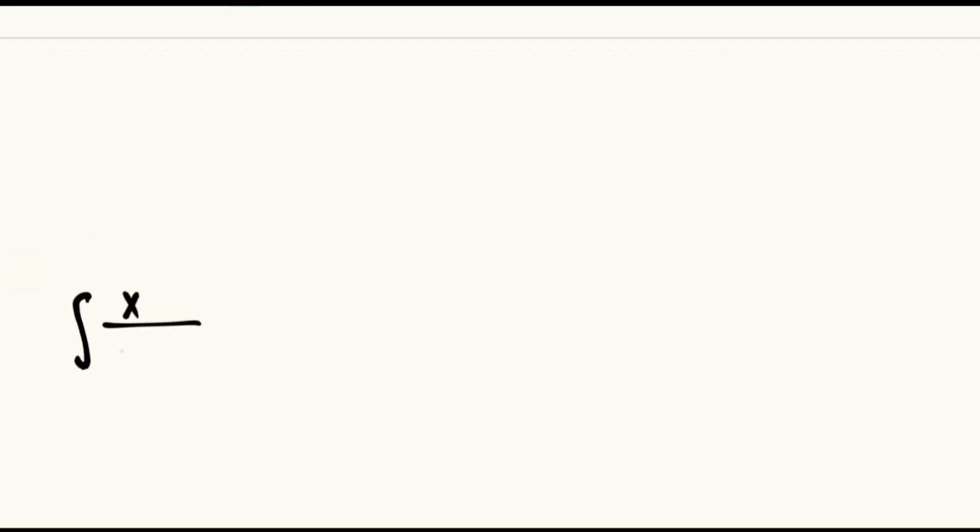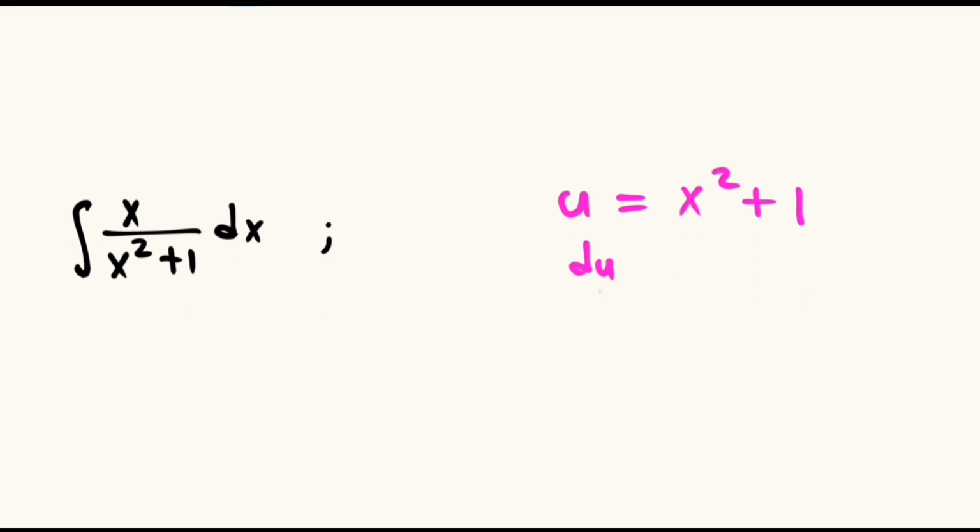The integral of x divided by x squared plus 1 will be determined using the u substitution method, where we let u be equal to x squared plus 1. We differentiate u with respect to x. The derivative of x squared is equal to 2x, and the derivative of 1 is equal to 0. We multiply both sides of the equation by dx, so du will be equal to 2x dx.